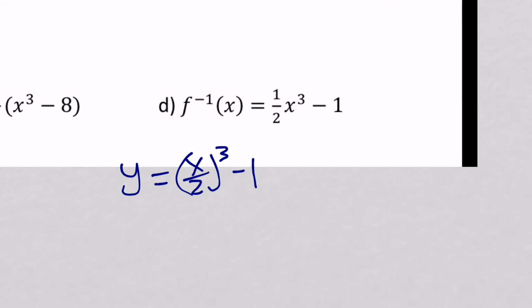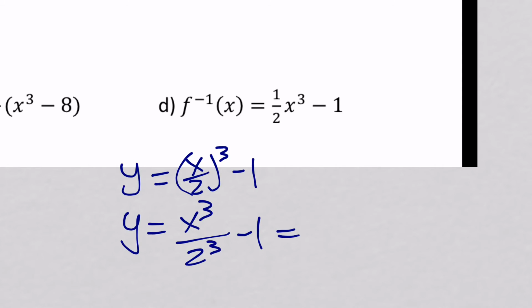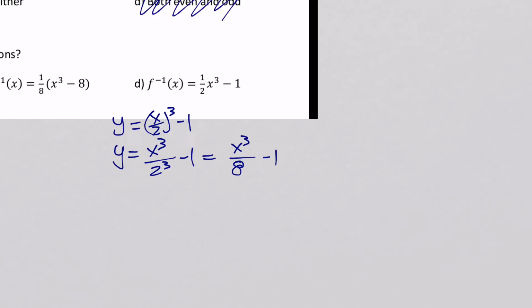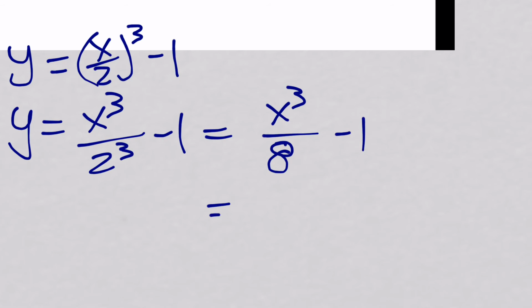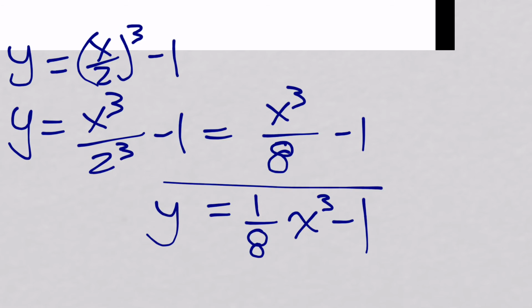No, dude, sorry, that is not the same thing because this 2 being inside the parentheses of something that is cubed means that really what we have here is y equals x cubed over 2 cubed minus 1. Which means we really have y equals x cubed over 2 cubed, which is 8, minus 1. So I have an 8 in the bottom there. A better way to write this maybe would be to write it as 1/8 times x cubed minus 1. Yes, that is totally legal.